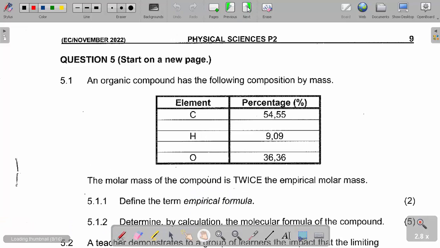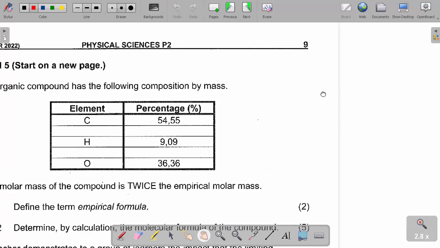Okay, next we have an organic compound that has the following composition by mass, that is element, then percentage: carbon, hydrogen, oxygen. This is 54,55, 9,09, 36,36. The molar mass of the compound is twice the empirical molar mass. Define the empirical formula.